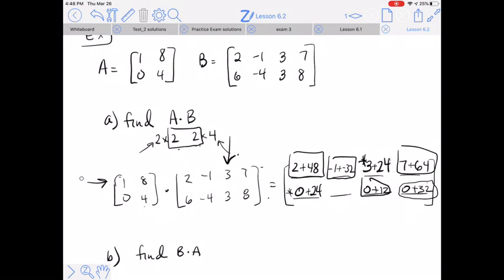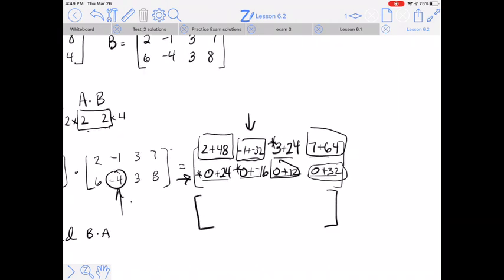And last but not least, this entry right here is row 2, column 2. So I need row 2, column 2 right there. First entry of row 2 and the first entry of column 2. 0 times -1 is 0. And then the second entry of row 2 times the second entry of column 2. 4 times -4 is -16.